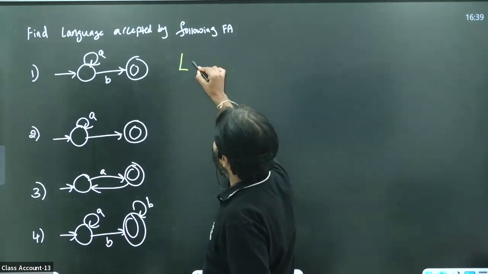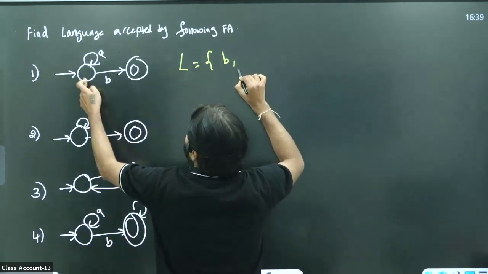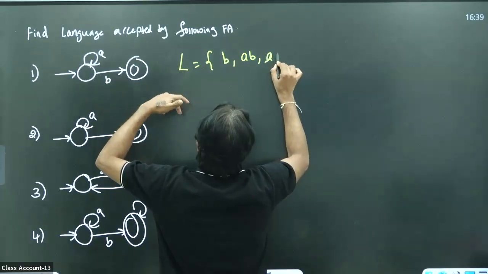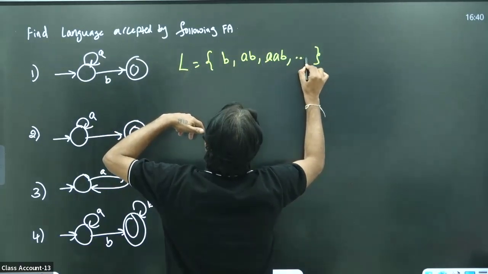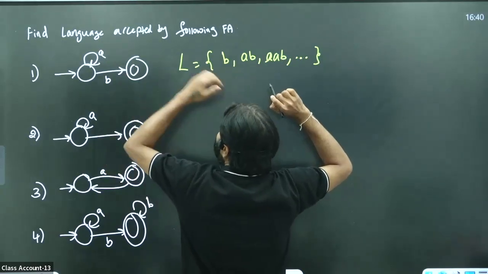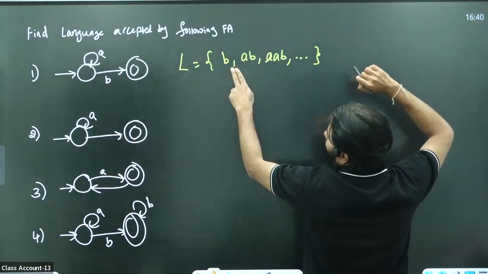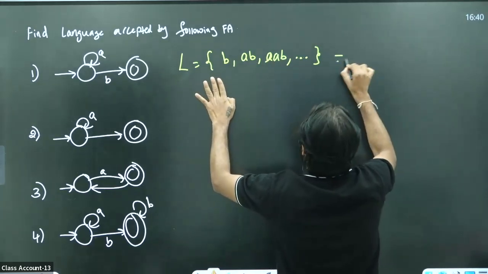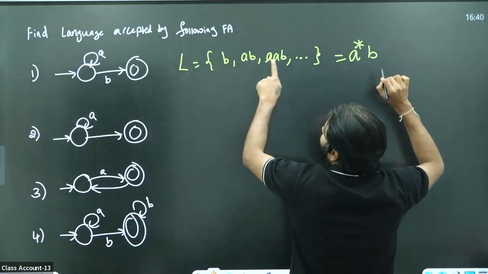What is the language? The minimum string is what? B. Next to minimum, AB. Next to minimum, AAB. And when you look at this, are you able to realize what the language is? B is there, and here AB is there, AAB. So is it looking like A star B only? Is it A power 0 B, A power 1 B, A power 2 B?